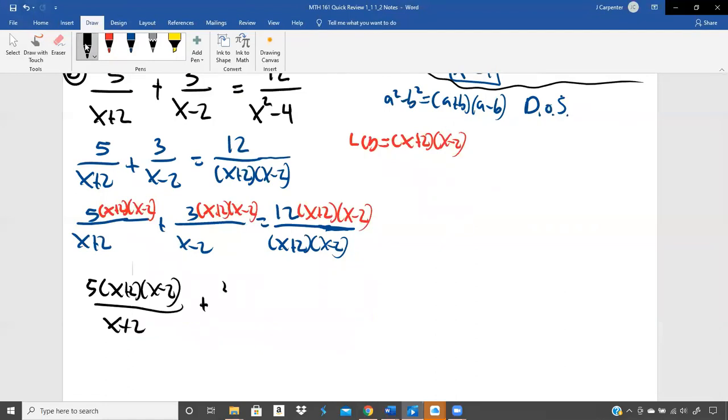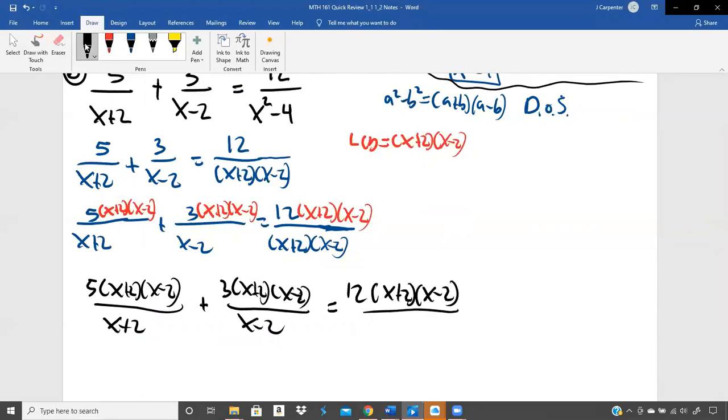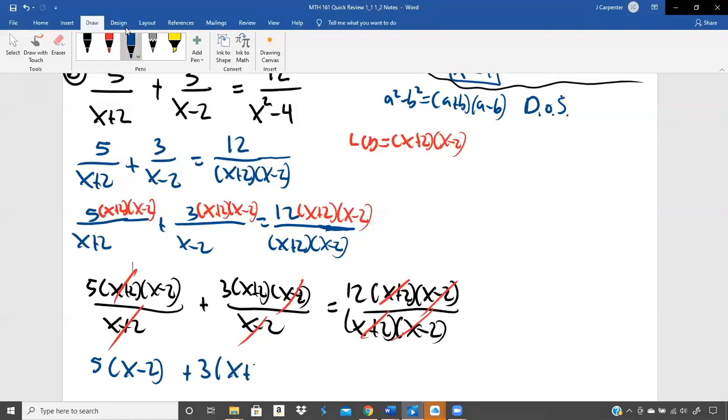So now we have 5, x plus 2, x minus 2. Sorry about that. Then plus the 3, x plus 2, x minus 2, over x minus 2 equals 12, x plus 2, x minus 2, over x plus 2, x minus 2, and then we cancel any common factors top and bottom. The x plus 2's are gone from the first, the x minus 2's from the second, and on that right side, everything except for the 12 is going to be gone. So now we have 5 parentheses x minus 2 plus 3 parentheses x plus 2 equals 12.